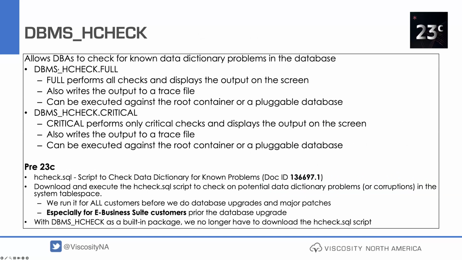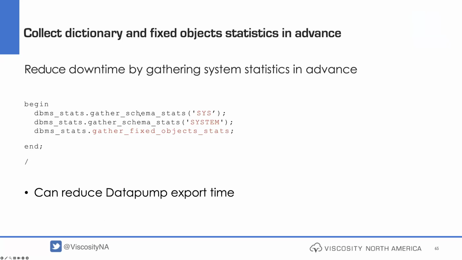And so we always recommend HCheck.sql for our customers, but with 23c, Oracle provides DBMS_HCHECK. This allows us to perform either a full comprehensive check or just look for critical components that we need to check for the dictionary level. We always tell our customers to make sure you gather dictionary and fixed object stats, especially if you're going to be using Data Pump. It can significantly reduce your Data Pump export time.